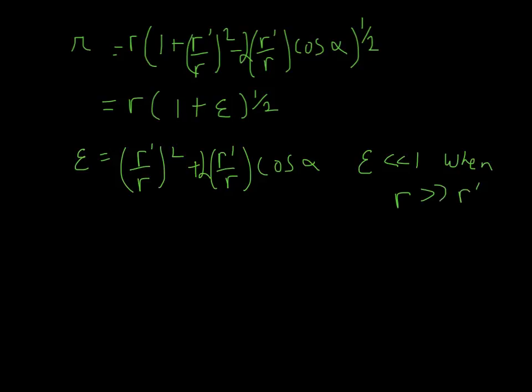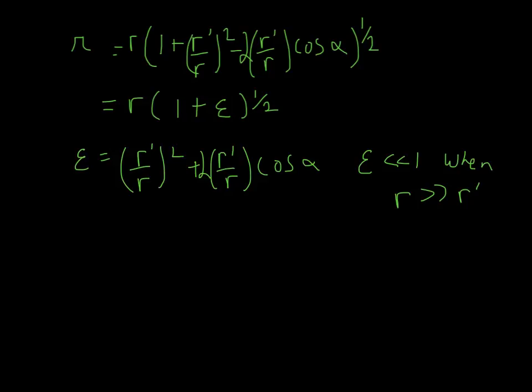We're interested when our point r, which is our point of interest where we eventually want to calculate the electric field, is much, much farther than points on the charge distribution. Remember, r prime is from the origin to the charge distribution, and r is from the origin to our point of interest. So this basically says we're looking really, really far away, and when we're looking really far away, epsilon is small.